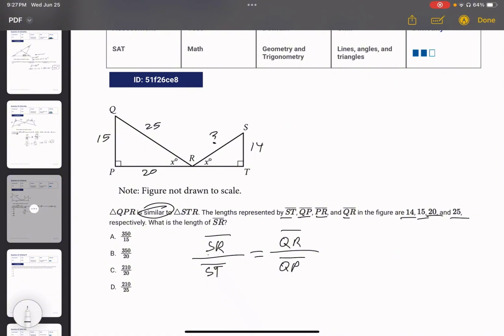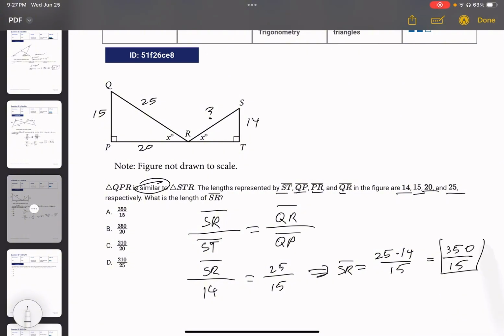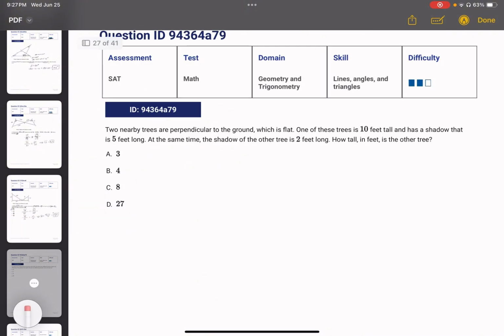And that's going to give us SR, which is what we're looking for, over ST, which is 14, is equal to QR, which is 25, over QP, which is 15. So we're going to get SR is equal to 25 times 14 over 15, which is going to give us 350 over 15, and an answer of A. This is the same deal as the last one, just know your rules and you should be good. Practice a lot of proportional or similar triangle questions and you're good to go.